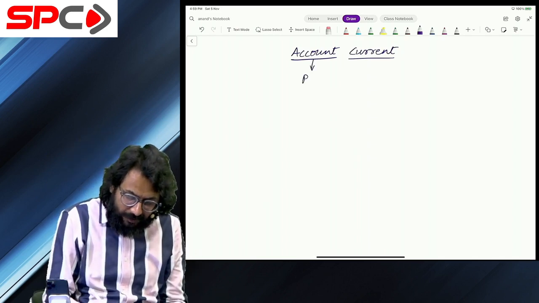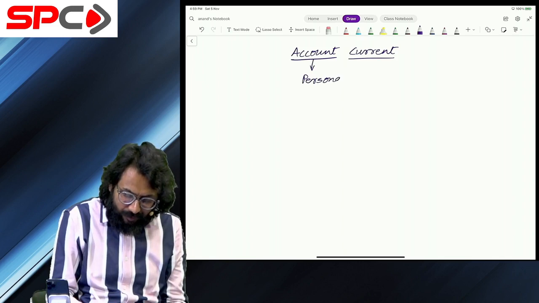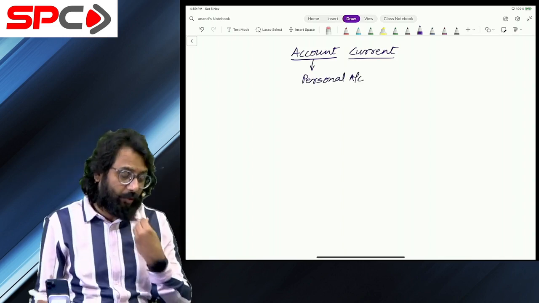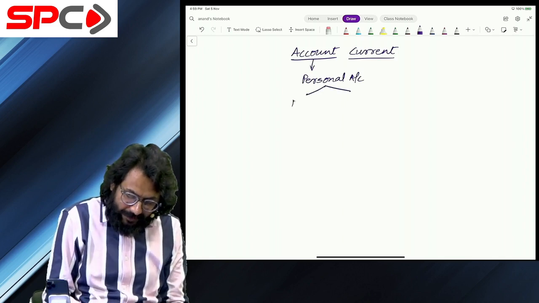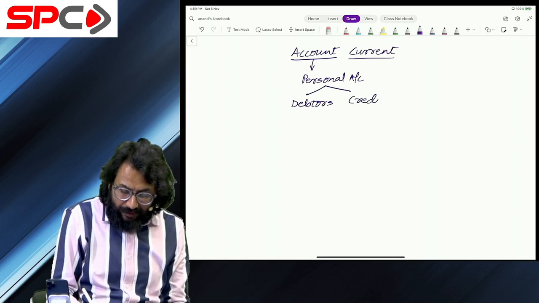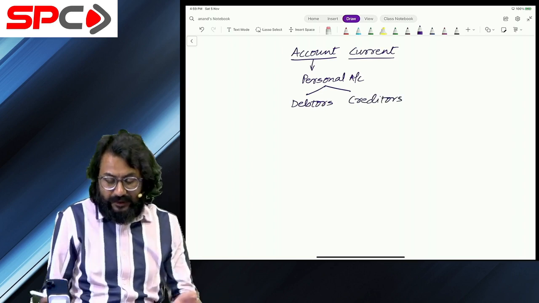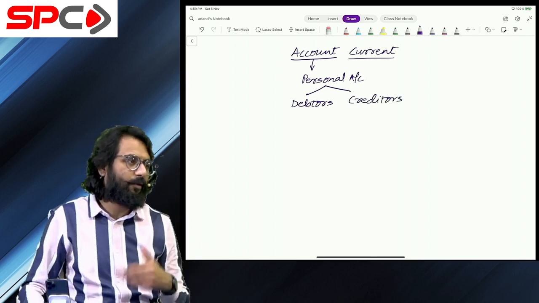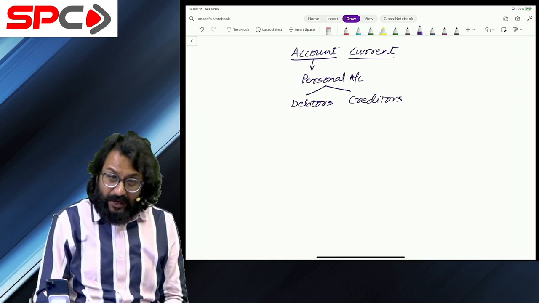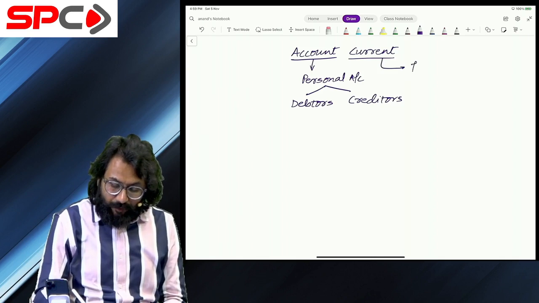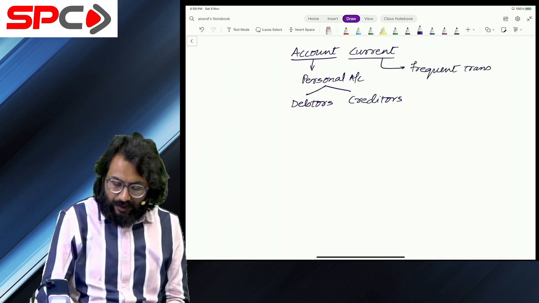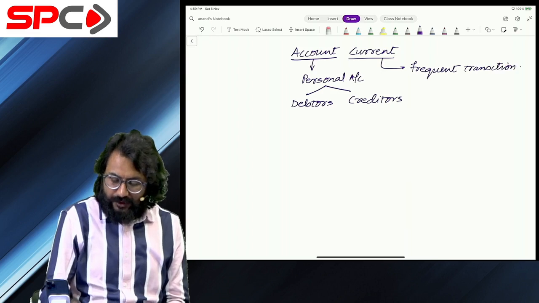So I'll write down personal account. No one is going to write down, everyone is going to listen. Personal account. Now in personal account, which are the two accounts? I will say it is about debtors and creditors. So before you start with this topic, everyone should at least be aware of how to prepare a debtors account and a creditors account, which I'll explain. Then current means what? Frequent transaction.